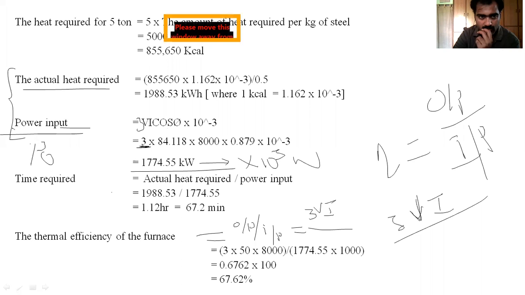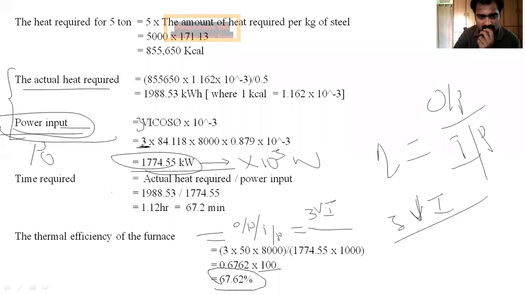We already have the power input. We have calculated the value, that is 1774.55. For percentage, we multiply with 100. That's it. Don't be confused about how this 100 has been taken. The efficiency we are going to measure in percentage. That's why I have multiplied with 100. So that is the thermal efficiency.